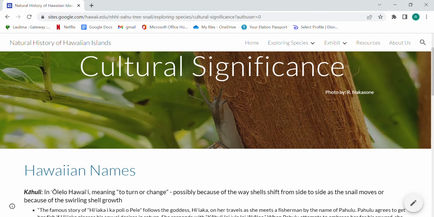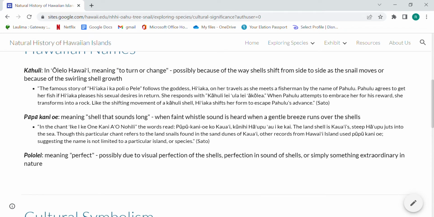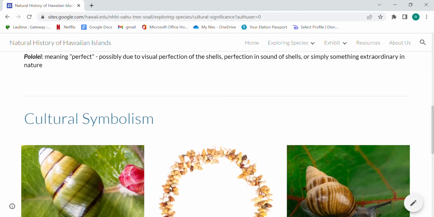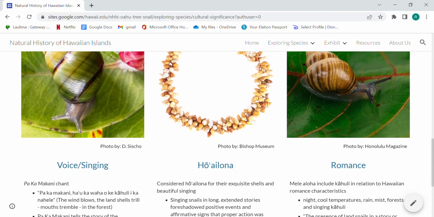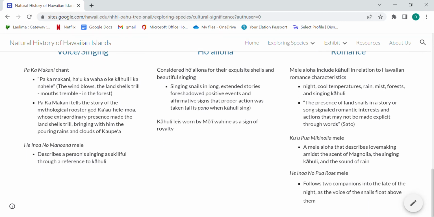Next, we go into the cultural significance of the genus Achatinella. We talk about a few of their Hawaiian names, as well as the cultural symbolism surrounding these snails, as they're mentioned in various mo'olelo, oli, and mele.